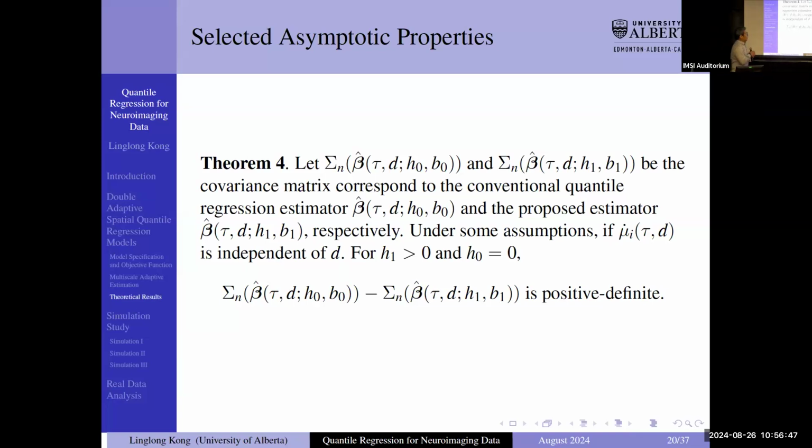And here we indeed prove that if we do this process, our covariance estimate will be smaller. This is the original covariance matrix, this is the updated covariance matrix, and the difference is a positive definite matrix. In other words, we indeed improve our initial estimate by making the covariance matrix smaller.